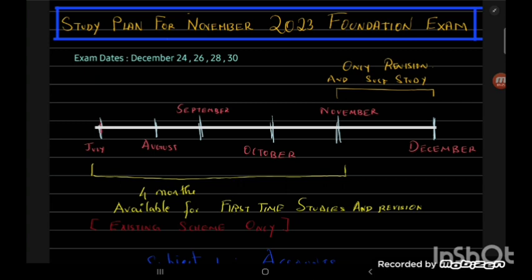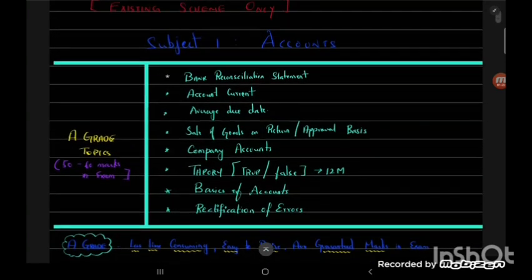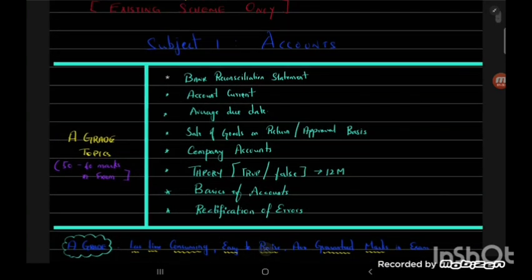In the subject also, we have certain A grade topics which are listed out here. Bank reconciliation statement, account current, average due date, sale of goods on return or approval basis, company accounts, theory, basics of accounts and rectification of errors. These are the A grade topics in paper 1 accounting. Totally there are 8 A grade topics.